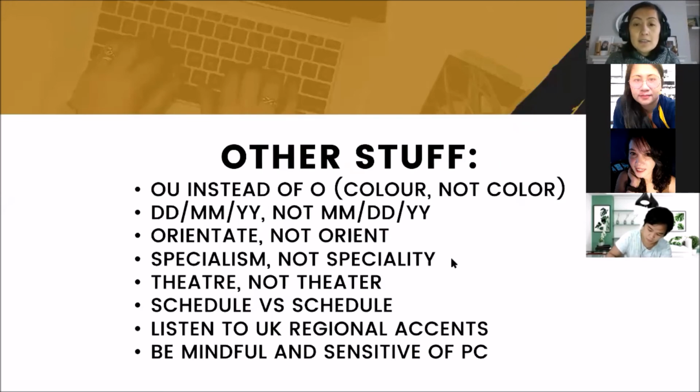Other stuff as well, just a bit of British things to know. We don't spell some words as you do in American English. You say color, O-R, but we say colour, O-U. Labour is also O-U. Theatre, for example, is R-E, not E-R. We say the dates with the day first, then the month and the year.